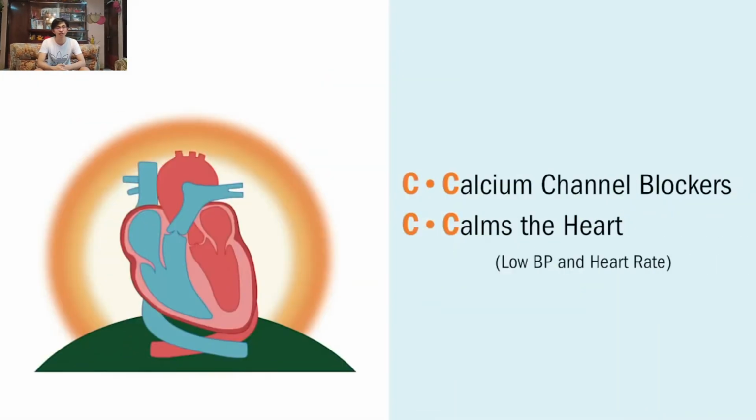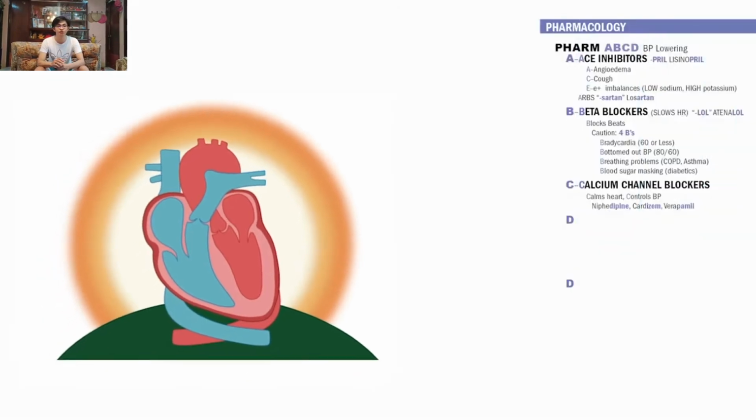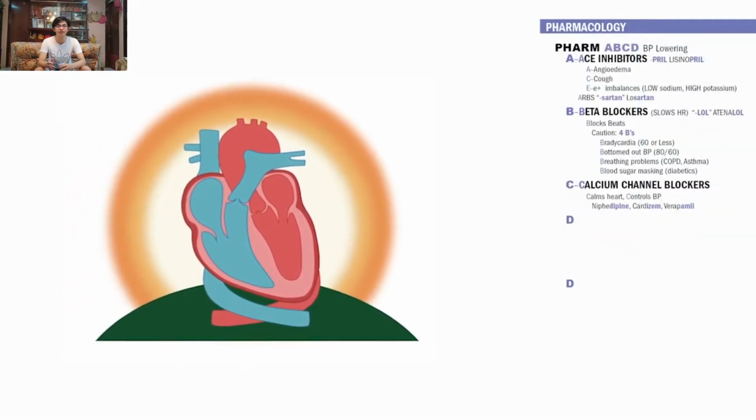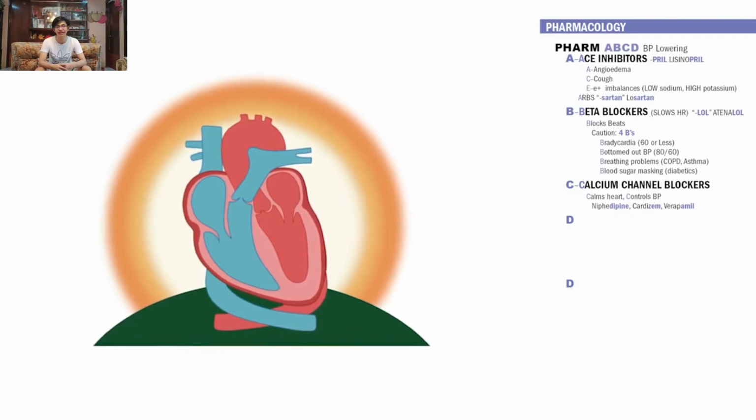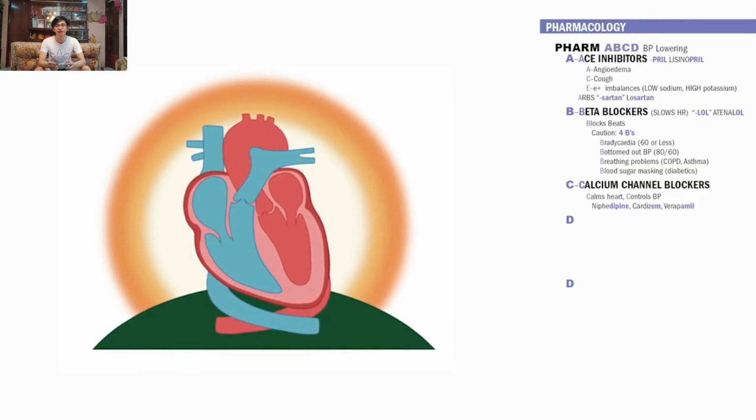C is for calcium channel blockers, which C calms the heart and C controls blood pressure, leading to low BP and heart rate. Examples of drugs under this are nifedipine, which ends with pine and rhymes with break time. Another is cardizem, which ends with zem, just like Zen Garden. Also, verapamil that ends with mil. Think like calm and chill.